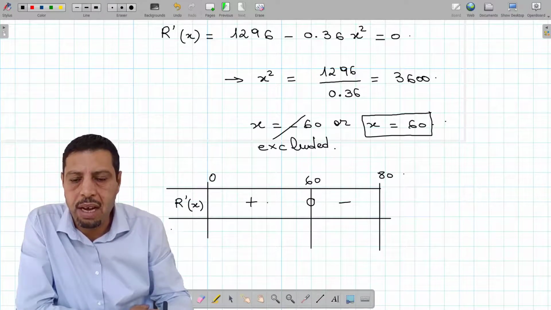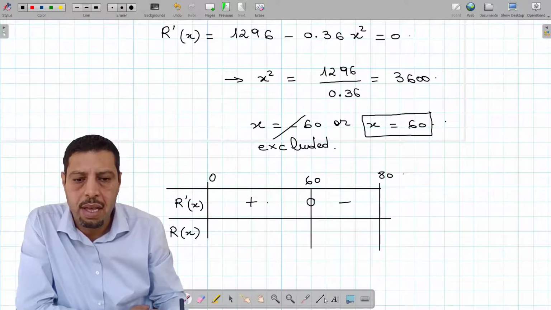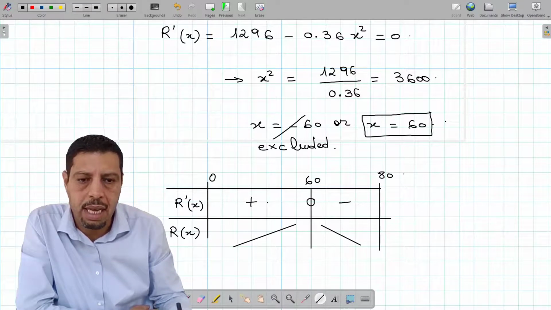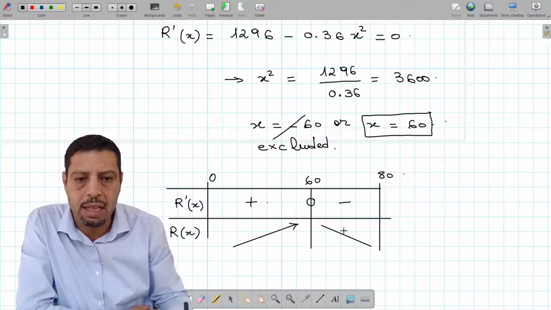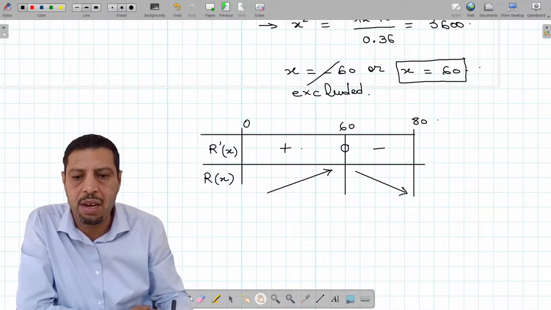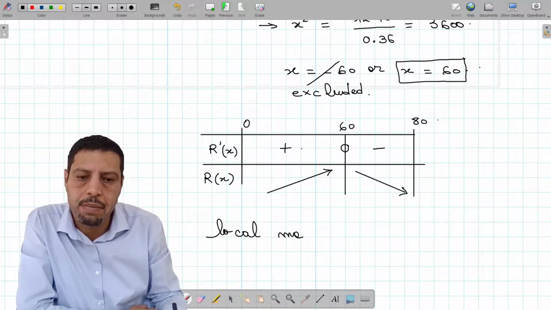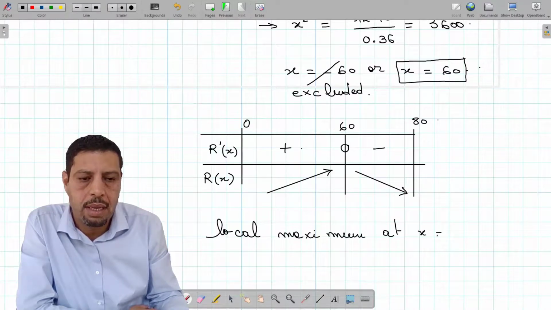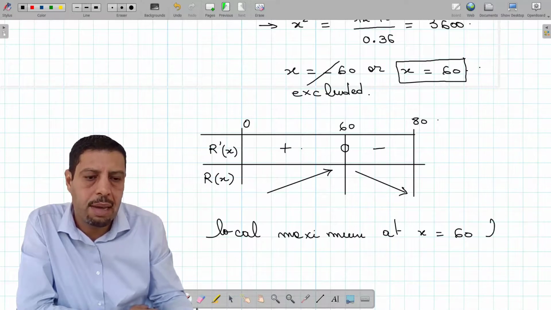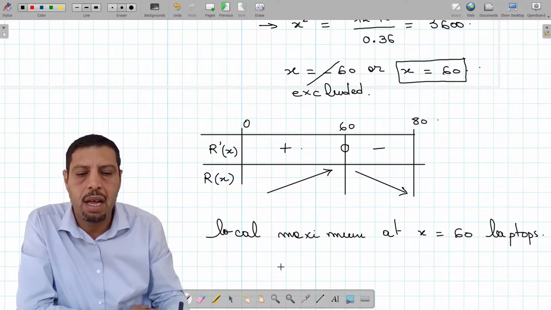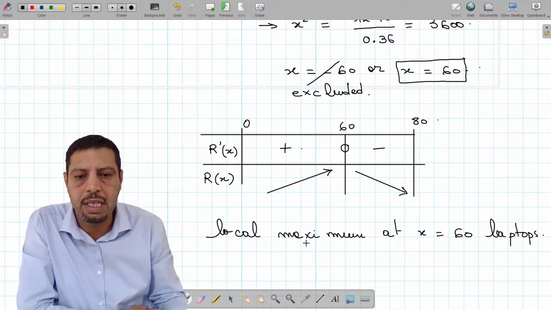So what about R? It will be increasing here, and then it's decreasing. So we can see clearly that we have a local maximum at X equals 60. And the question is, find the local extrema. So we identified our local maximum at X equals 60. 60 what? 60 laptops, since it's the number of laptops, okay? So this is the only extremum for this function. So we answered the question.